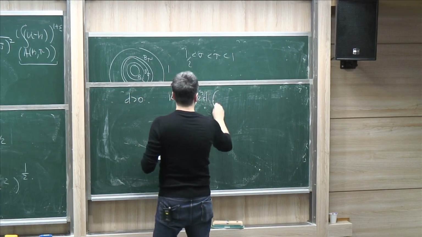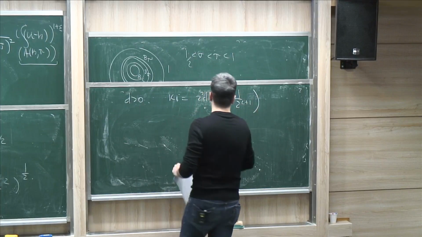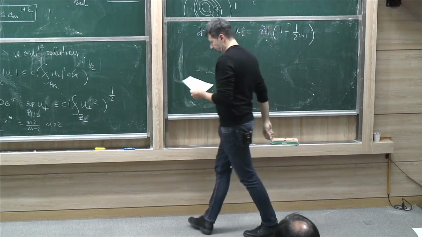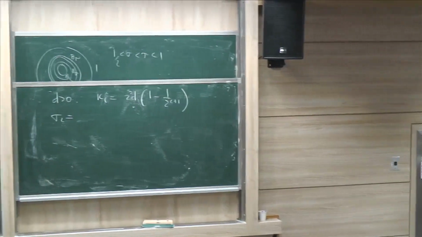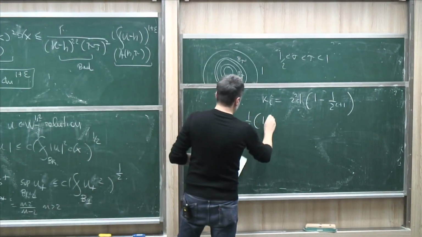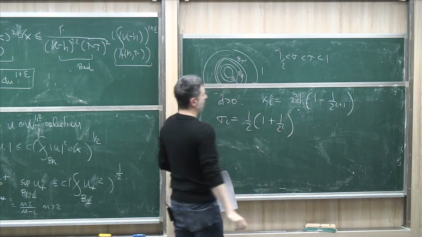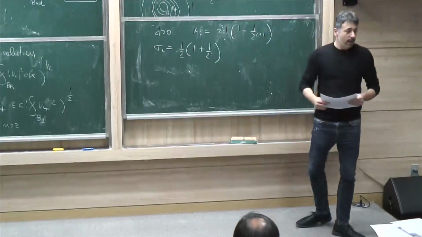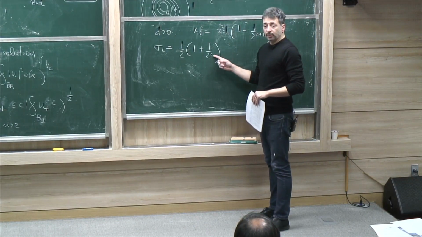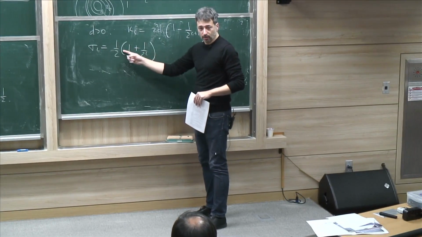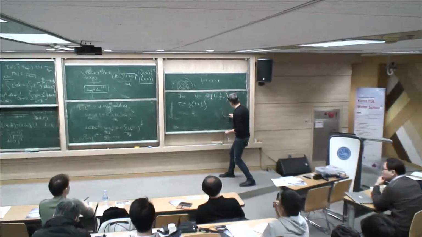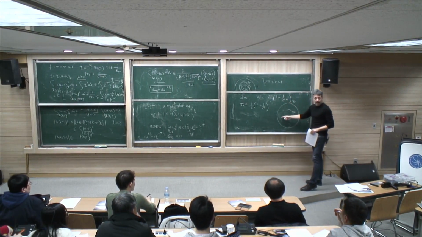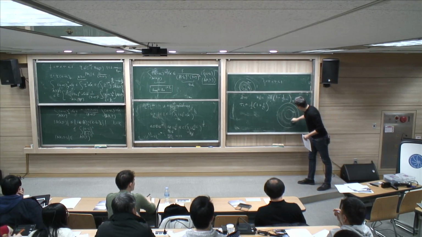k_i is 2d times (1 minus 1 over 2^(i+1)). So when i goes to plus infinity, this goes to 2d. Then we take these sigmas, that is the radii, something which is interpolating between 1 and 1/2. You see, when i is 0, this is 1. When i goes to plus infinity, this is 1/2. So what we are doing is the following thing. We are going from d·1 to d·1/2. So this is the place where we want to estimate the L infinity norm of u with a sequence of balls.